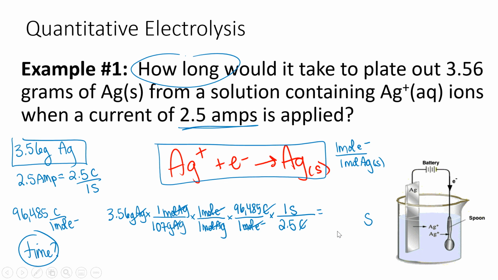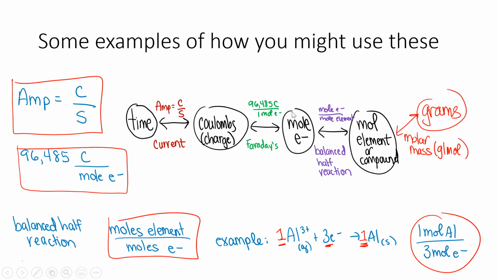So when I stop and solve, my answer here is going to be seconds. If I look back at this visual, what I did is I worked my way backwards here. I started at grams, went from grams to moles, then to moles of electrons, to coulombs, to time. And there are different strategies that you can use to solve this.